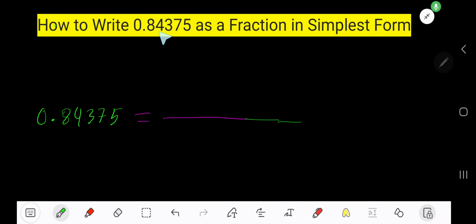How to write 0.84375 as a fraction in simplest form. So we need a numerator and a denominator. For the numerator, just keep this decimal and write the number you are getting.